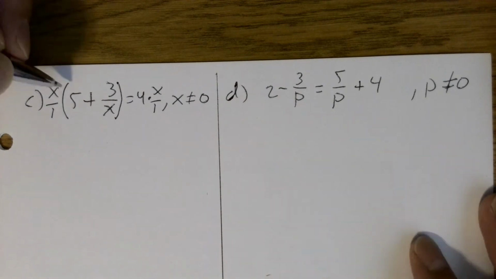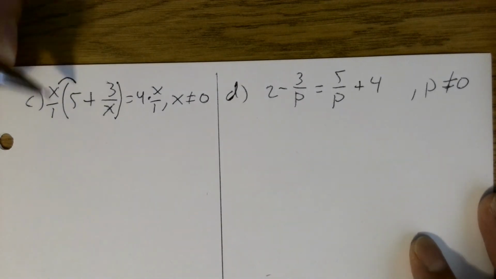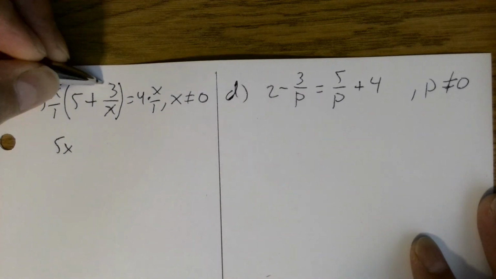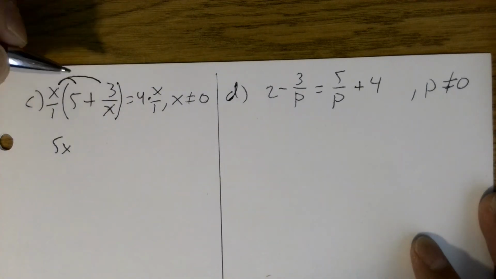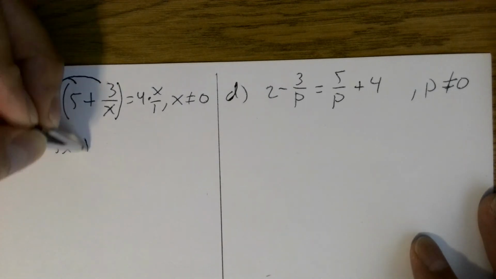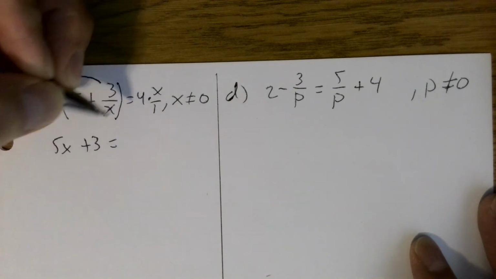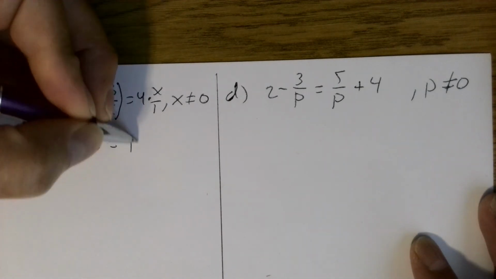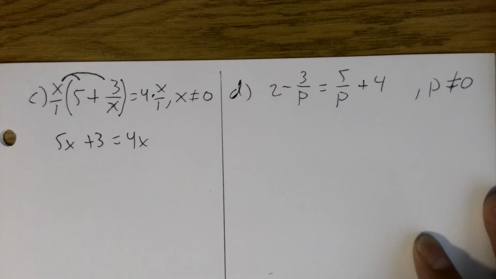Okay, so we've got x times 5. It's going to be 5x. We've got x times 3 over x. Well, the x over x is going to equal 1. So we're just left with 3 here. And on the other side, we've got 4x. 4 times x is 4x.